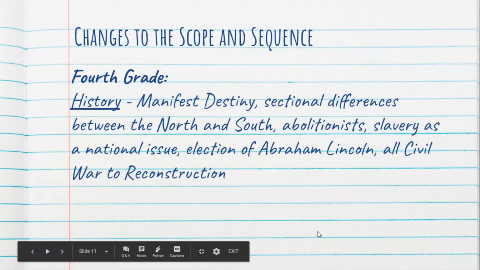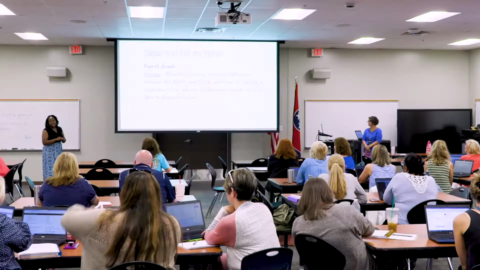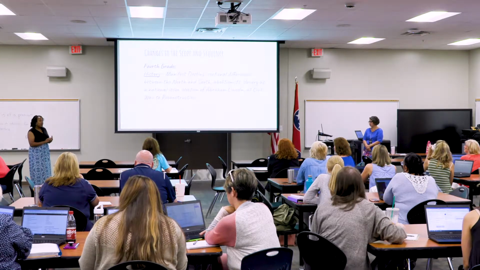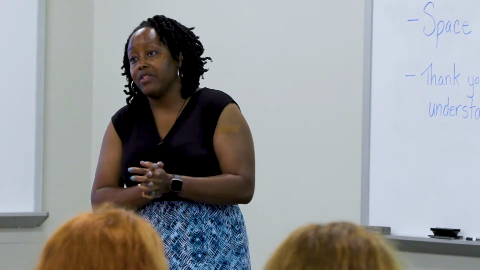So 4th grade's taking on Manifest Destiny. I know it's probably a concept you kind of taught as an overview, but it's expected that you teach it implicitly now. The sectional differences between the North and the South, the abolitionists, slavery as a national issue, the election of Abraham Lincoln, and all of the Civil War to Reconstruction. So 4th grade teachers will be doing the bulk of the teaching of what led to the war, what some of the main plans were during the war, and lots of the battles.